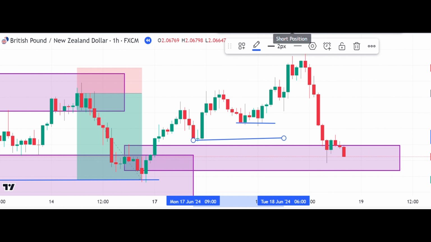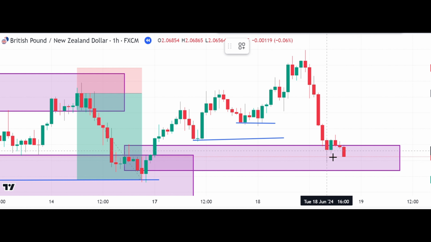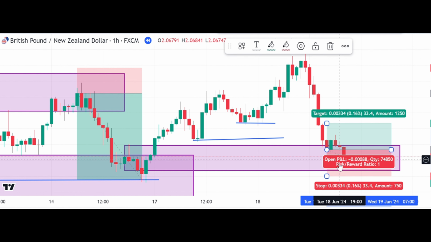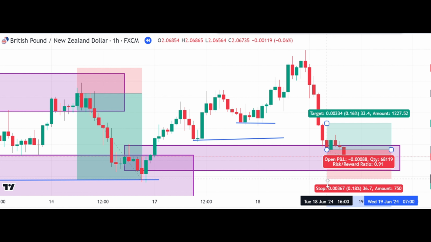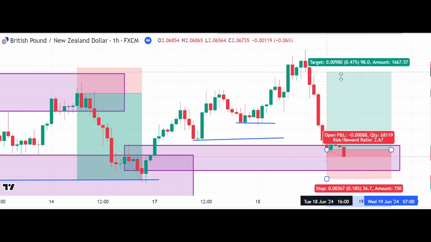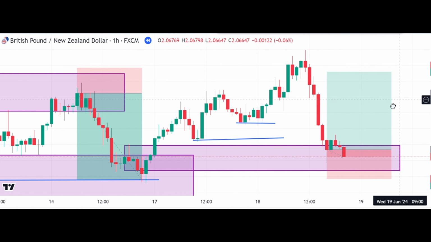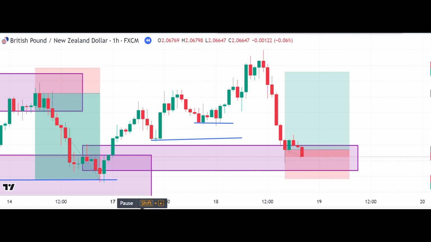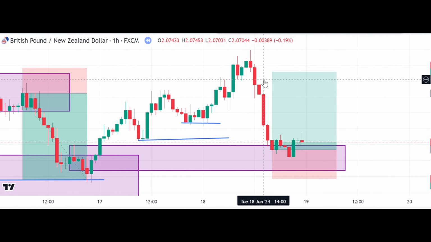Now look at this wick. Remember, I always enter when I have a nice, great wick. This is it. Enter from that level. Stop loss will just be below here. Don't want to take it now. So then let's put our take profit just in between this other block here.